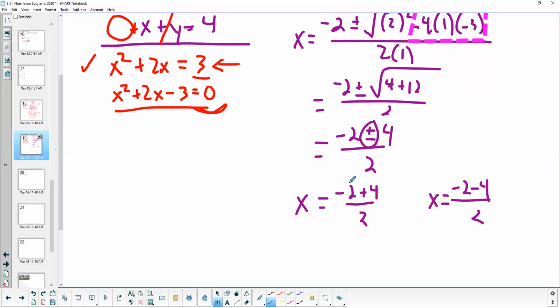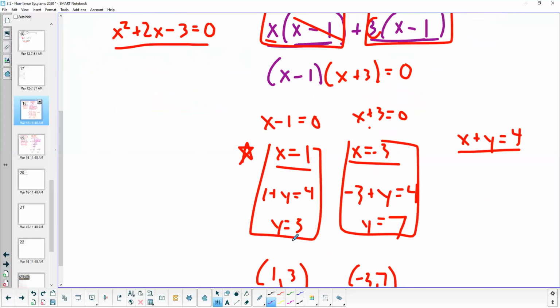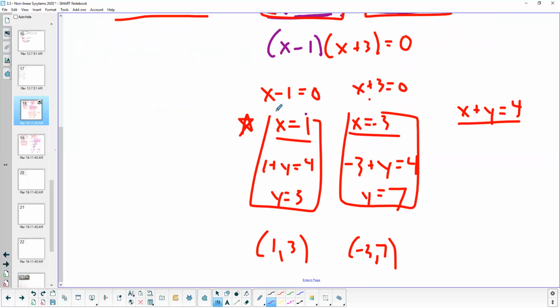And if I solve these, -2 plus 4 is 2. 2 divided by 2 is 1. And then here, -2 minus 4 is -6. -6 divided by 2 is -3. And so there are our two answers, 1 and -3, which if we go back to the previous slide, we had 1 and -3. So the exact same answers.